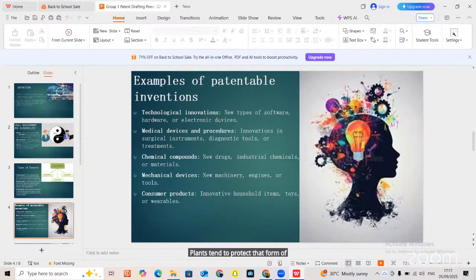Now, examples of patentable inventions are technological innovations, medical devices like the stethoscope. The stethoscope is a good example of a medical device that can be patented. Chemical compounds, drugs, mechanical devices, and so on.